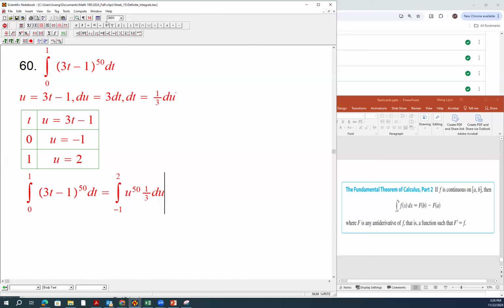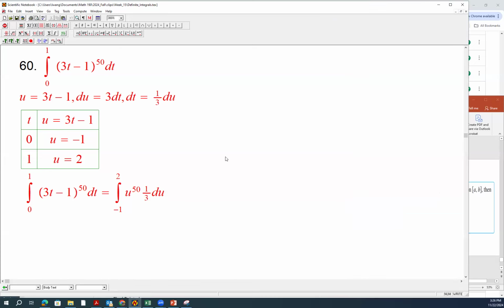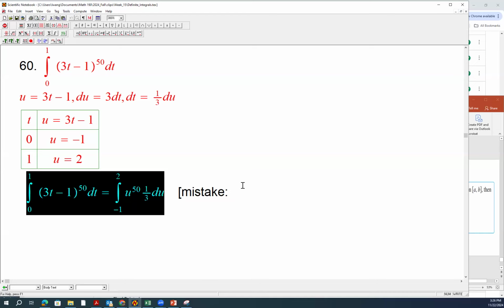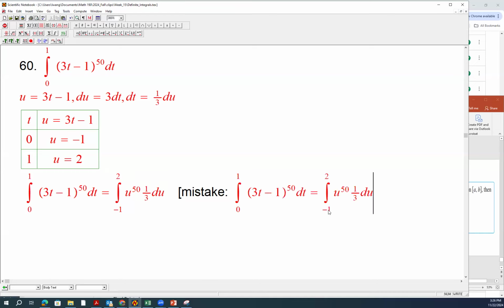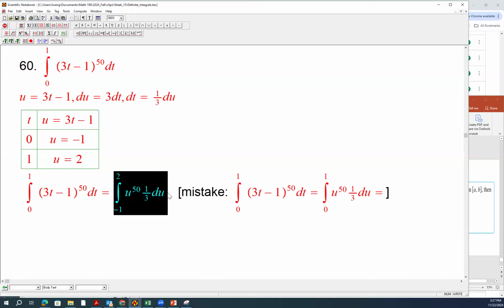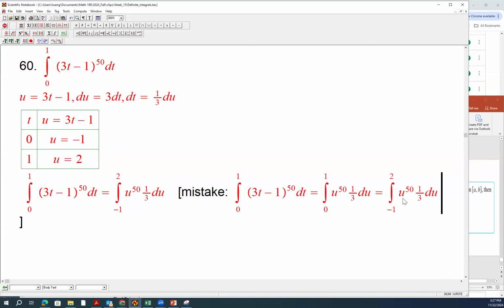Okay, I do want to point out a common mistake. A common mistake is that you have this almost done, but you forgot to change the upper limit and lower limit. And that will be a mistake. And if you change it on the next step, you make another mistake. Some people change it on the next step.